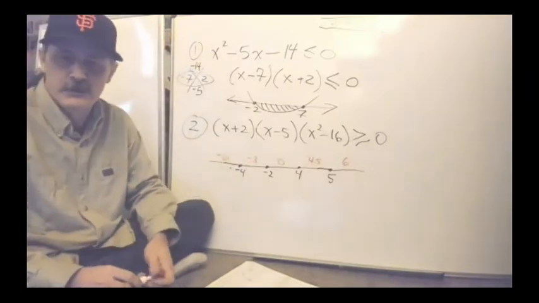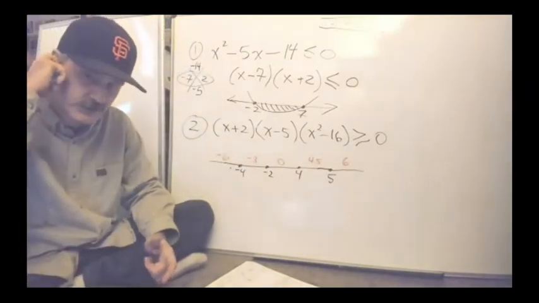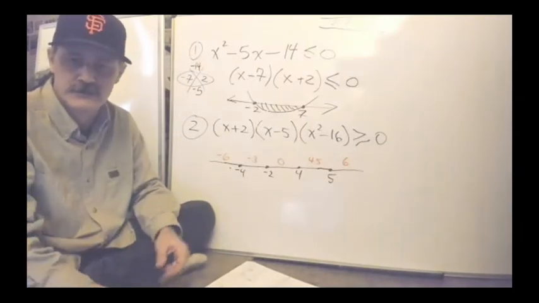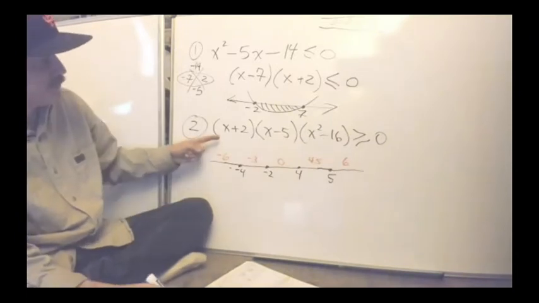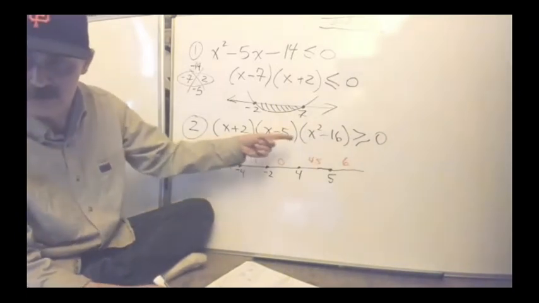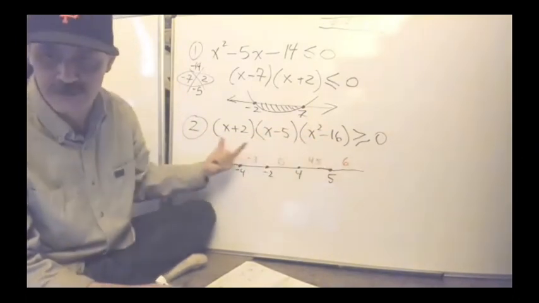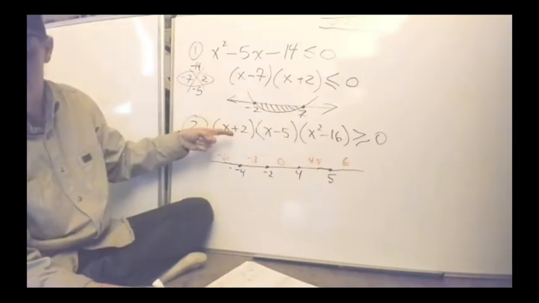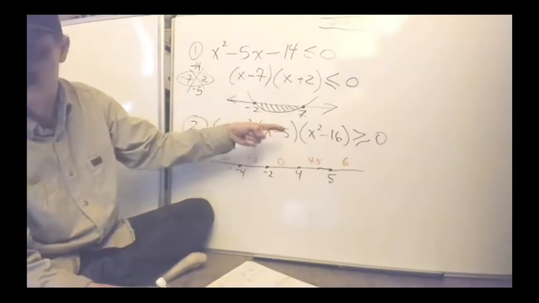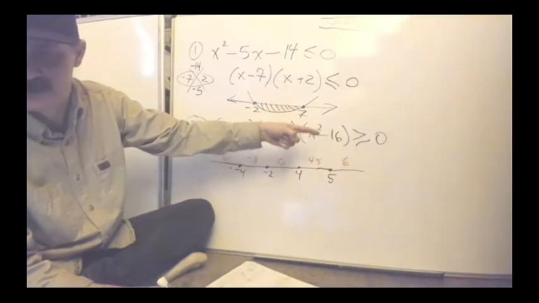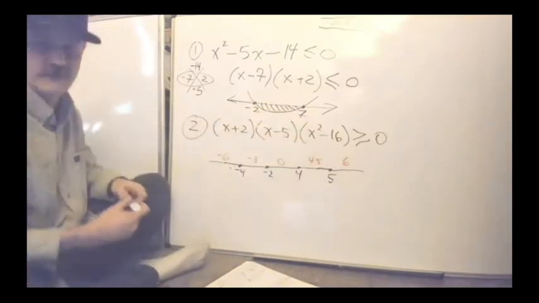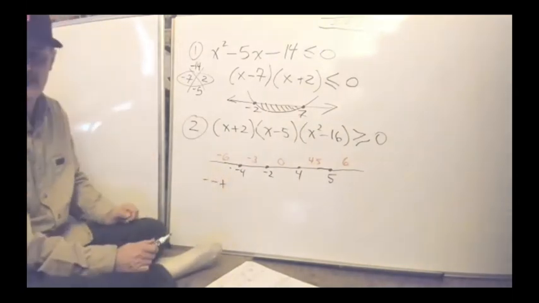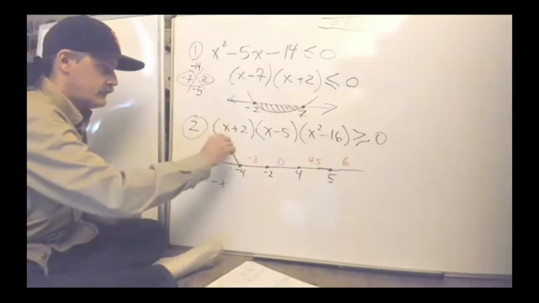So you just want to pick a number not too close to the other number, so it'll be a little more intuitive. You won't have to do any calculations. Okay, so I'll start over here. So you put negative 6 into each of these 3 factors, and then just see, is it positive or negative? So negative 6 plus 2 is negative, and then negative 6 minus 5 is negative. When you square the negative 6, it's going to be bigger than 16, so positive. Okay, so you're going to get a negative, negative, positive. All right, so that means the graph is up there.